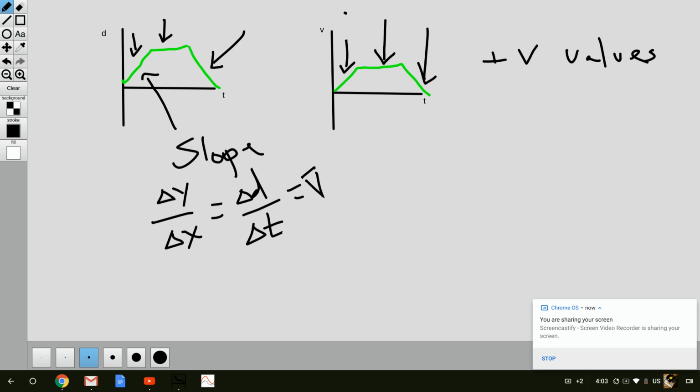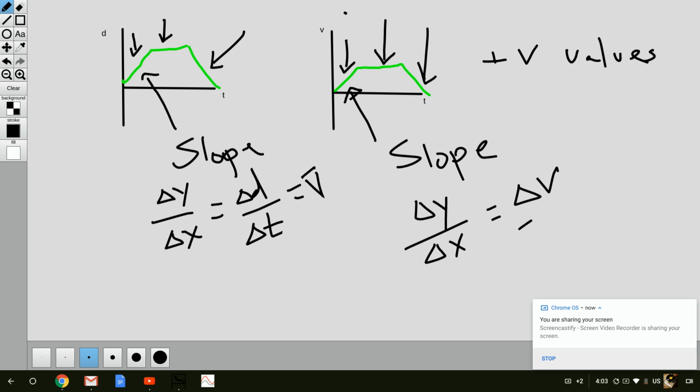And yet again, we could know exactly the rate of change of that velocity if we calculate the slope. So if we calculated the slope here on this graph, a slope would be a change in y over a change in x, which would be a change in velocity over a change in time, which, if you look at the equation sheet, is an acceleration. So the slope of a D versus T graph gives you a velocity. The slope of a V versus T graph gives you an acceleration.